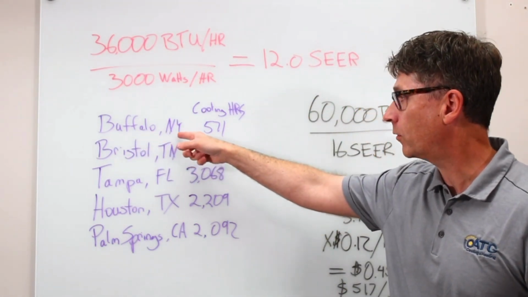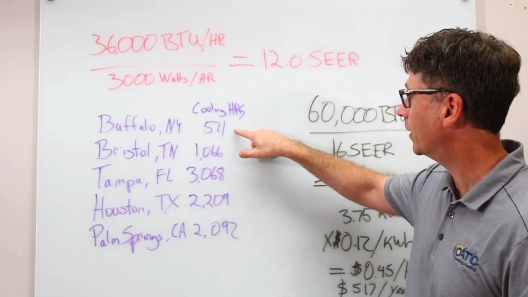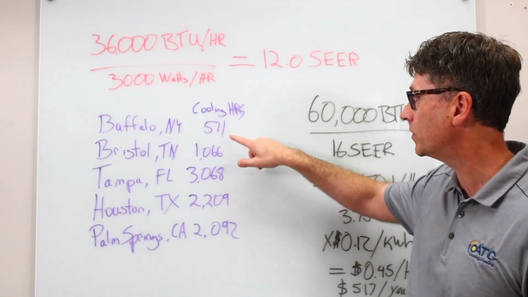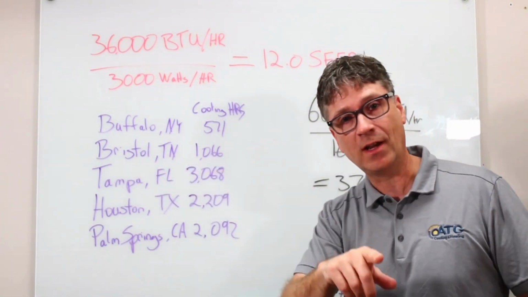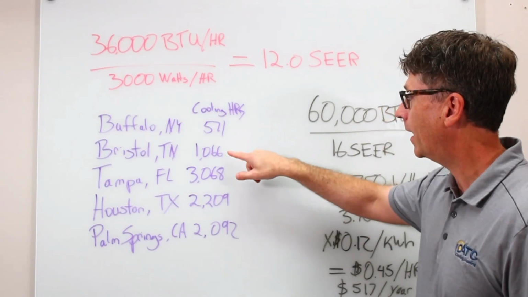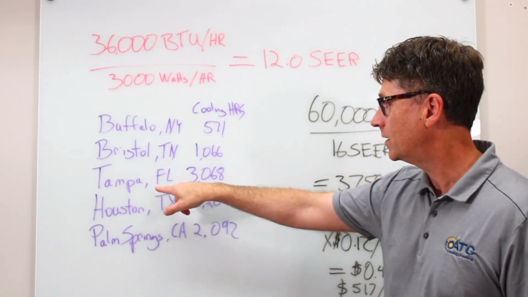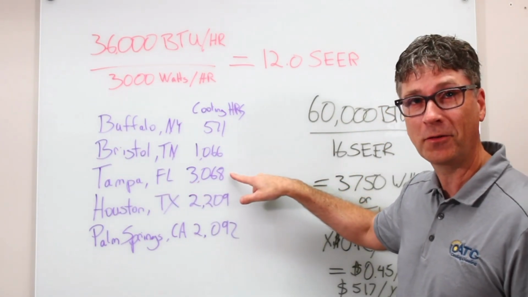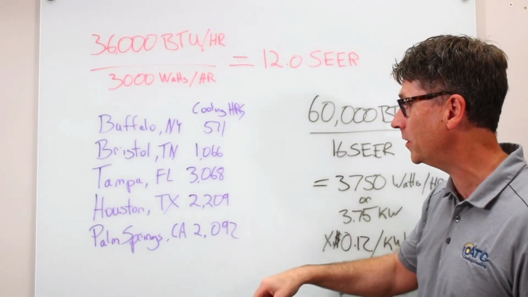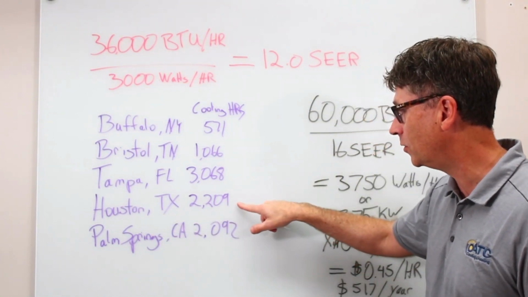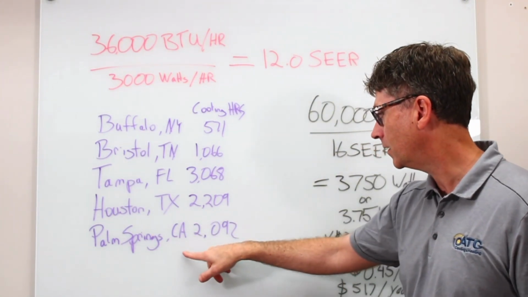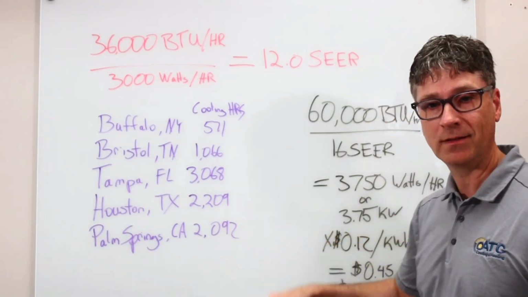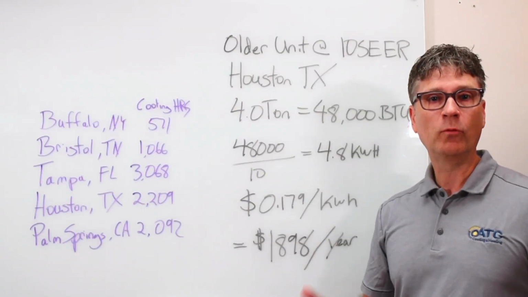Buffalo, New York, which is where I used to live, at only 571 cooling hours. Bristol, Tennessee, which is definitely a bit up in the mountains, at 1,066. Tampa, Florida, at a pretty hot 3,068 cooling hours. Houston, Texas, 2,209. And Palm Springs, California, 2,092. Let's look at one more example.